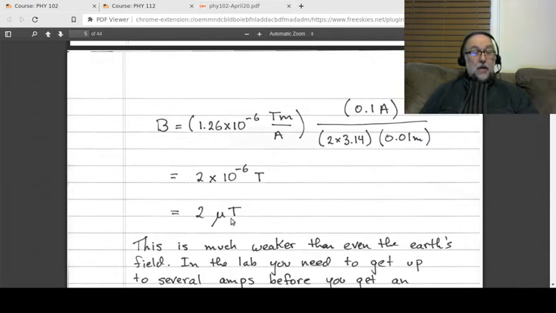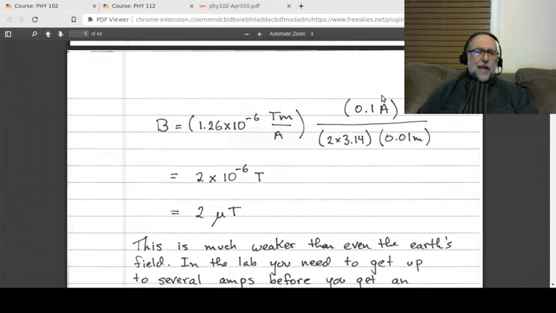So that's pretty small. It's actually smaller than the Earth's magnetic field. And so you would barely be able to deflect a compass with this. To get any kind of deflection of the compass in the lab, you're going to have to go up into the several amp range.